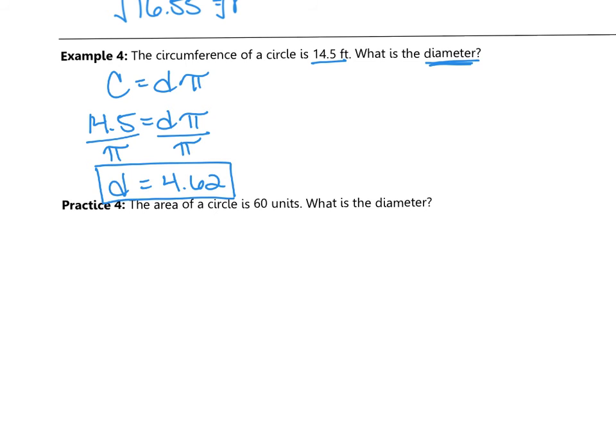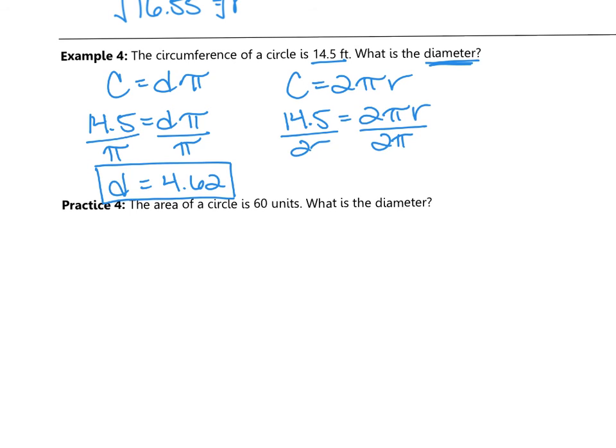Okay, now let's say you didn't want to memorize that second formula, that diameter times pi. Say you just wanted to use the 2 pi r. That's what you're comfortable with. Let's walk through how to do it that way. So I'm still going to plug in 14.5 for C is equal to 2 pi r. And what you're going to need to do here is divide by 2 pi in order to get the radius by itself.